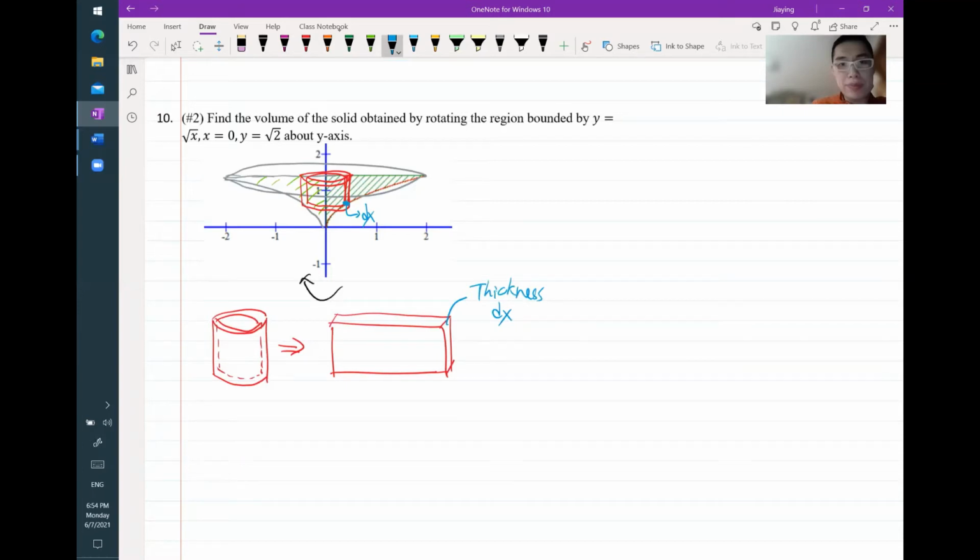Now let's figure out the radius and also the height of the cylindrical shell. So that's the radius, in the drawing I have. Just like before, the radius is equal to the distance between the red curve and the y-axis, between y equals square root of x and the y-axis. So that will be the radius that I'm rotating the small rectangle.